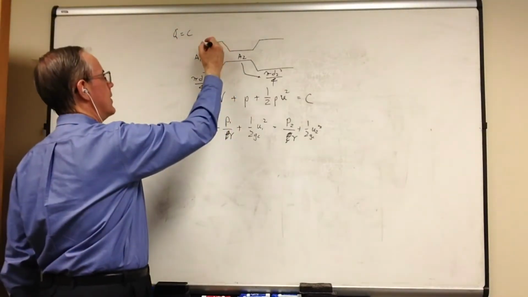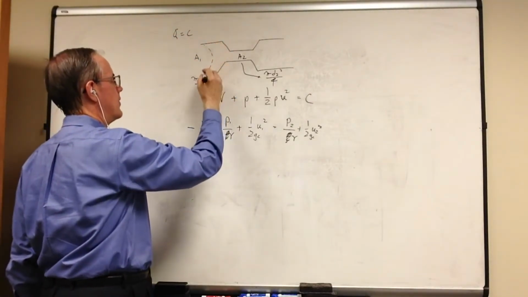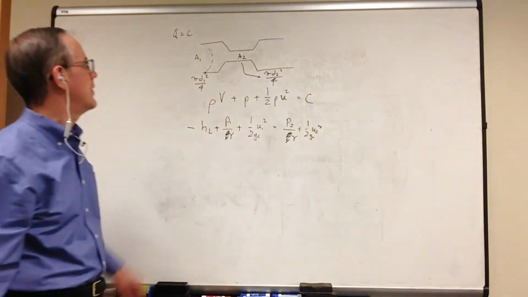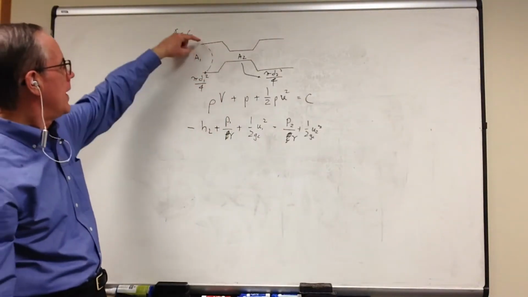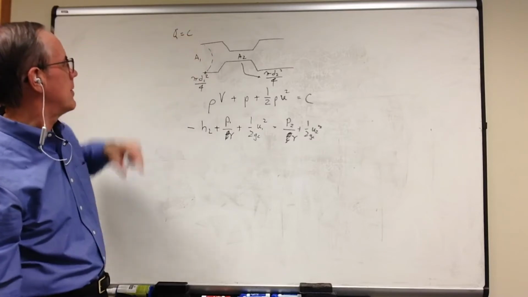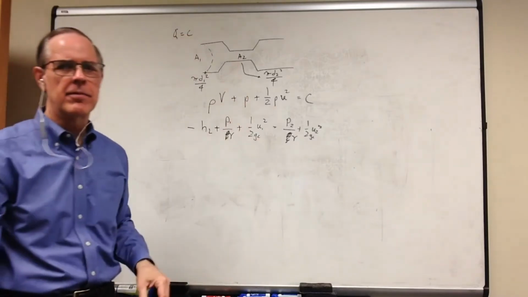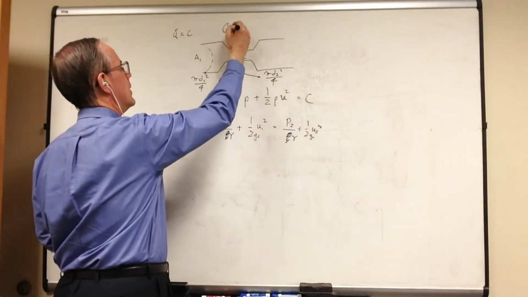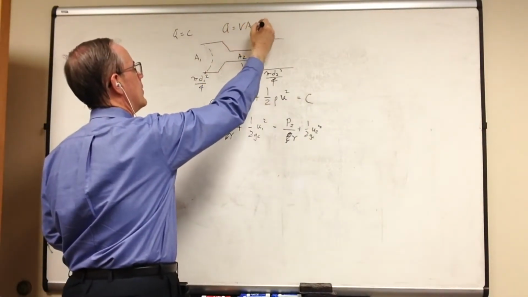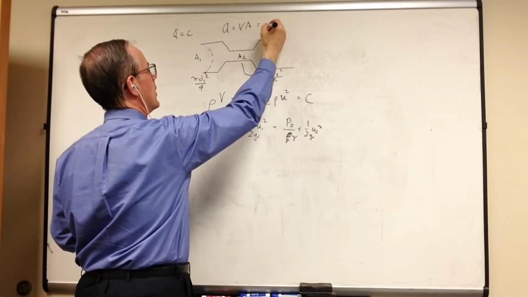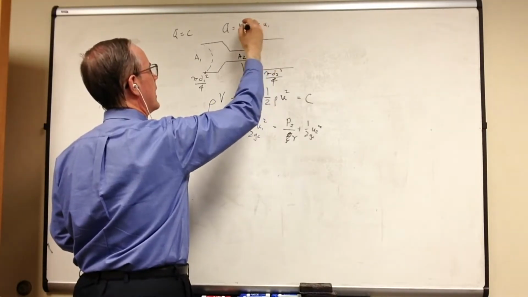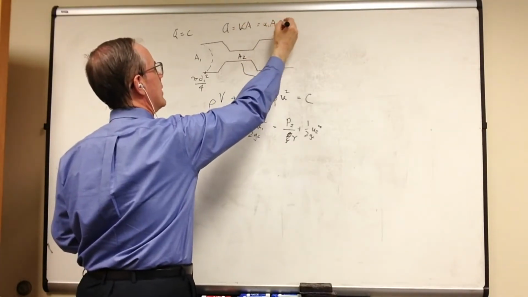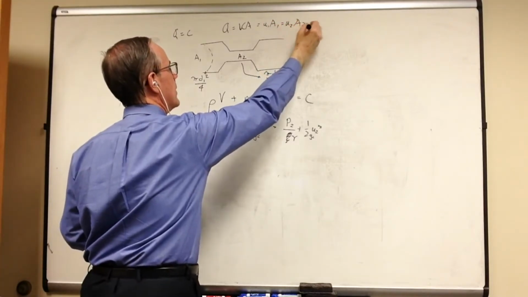The velocity profile is going to be something like this. It's going to be 0. Boundary layer theory tells us it's going to be 0 on the wall, and it's going to increase in the middle. But we're going to forget about that. We're just going to say it's an average. That Q is equal to VA, which is equal to U1 A1 is equal to U2 A2.